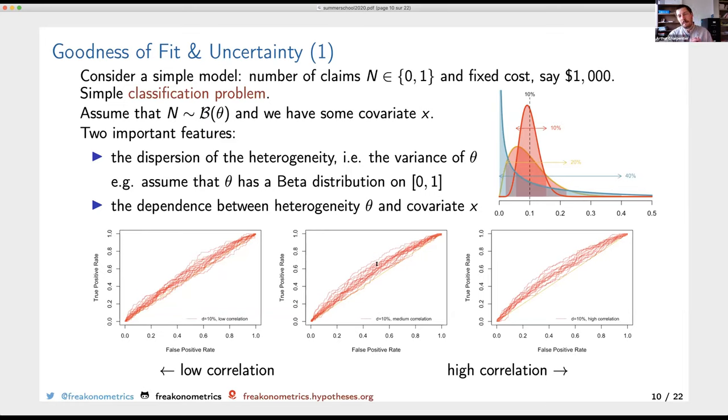Now, I have this number of claims, my N in {0,1}, which is just a Bernoulli, and it's driven by some risk factor. So theta is my underlying risk factor. Everyone, you, me, and everyone has a risk factor, but we don't know what it is. What we have is a covariate. So you have the underlying risk factor and you have something which should be a proxy of this risk factor, but usually it's an imperfect proxy.